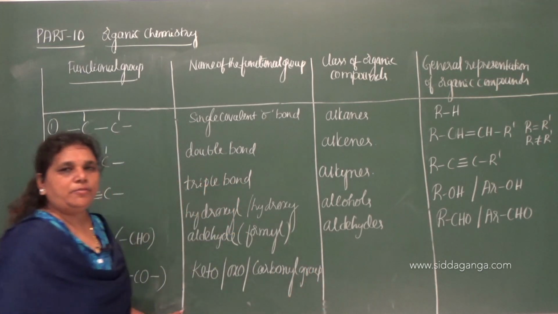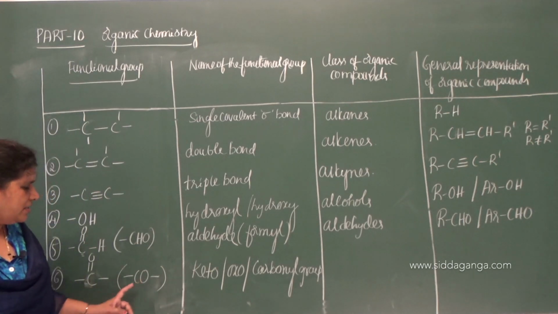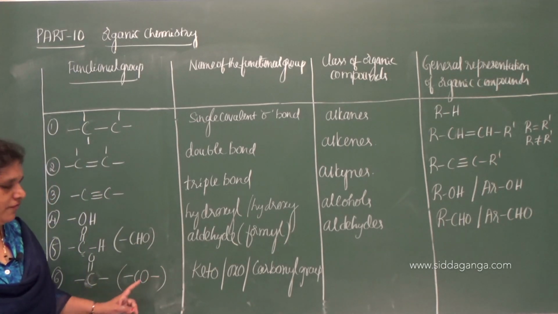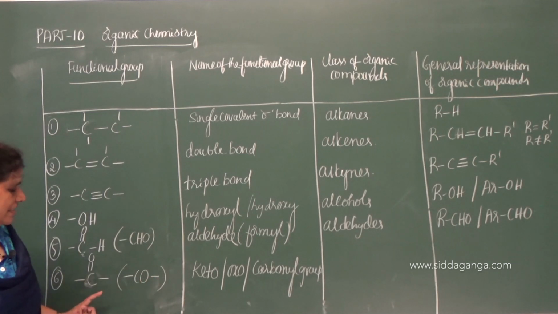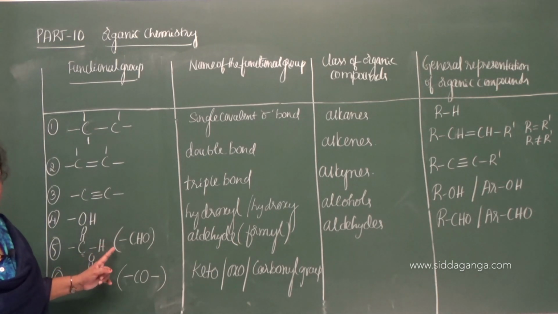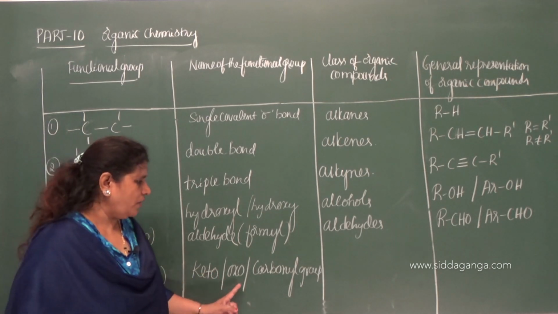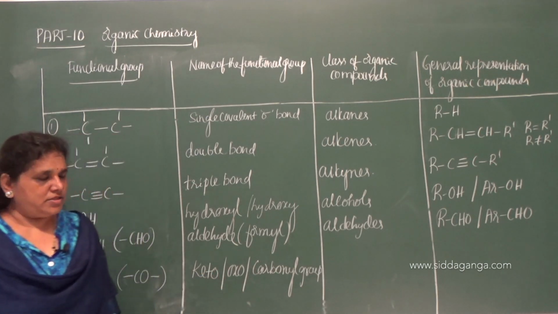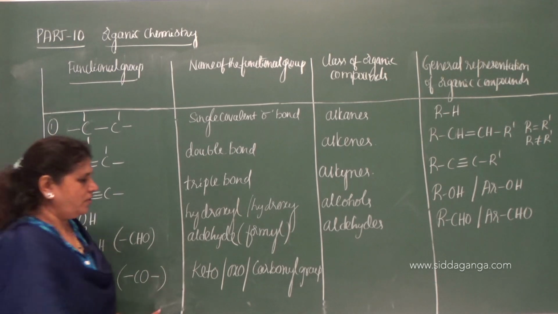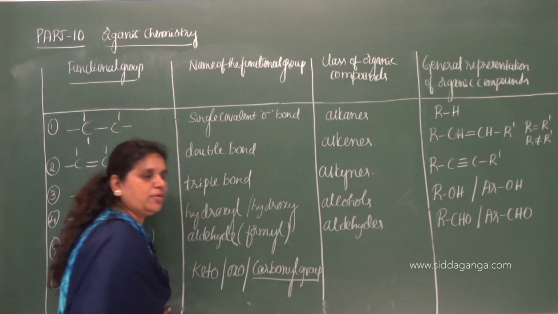C double bond O, or CO, with hyphens on either side. This itself indicates a non-terminal functional group. Aldehyde is a terminal functional group, and this is the keto, oxo, or carbonyl group. So it is a carbonyl group, and this name is also important.